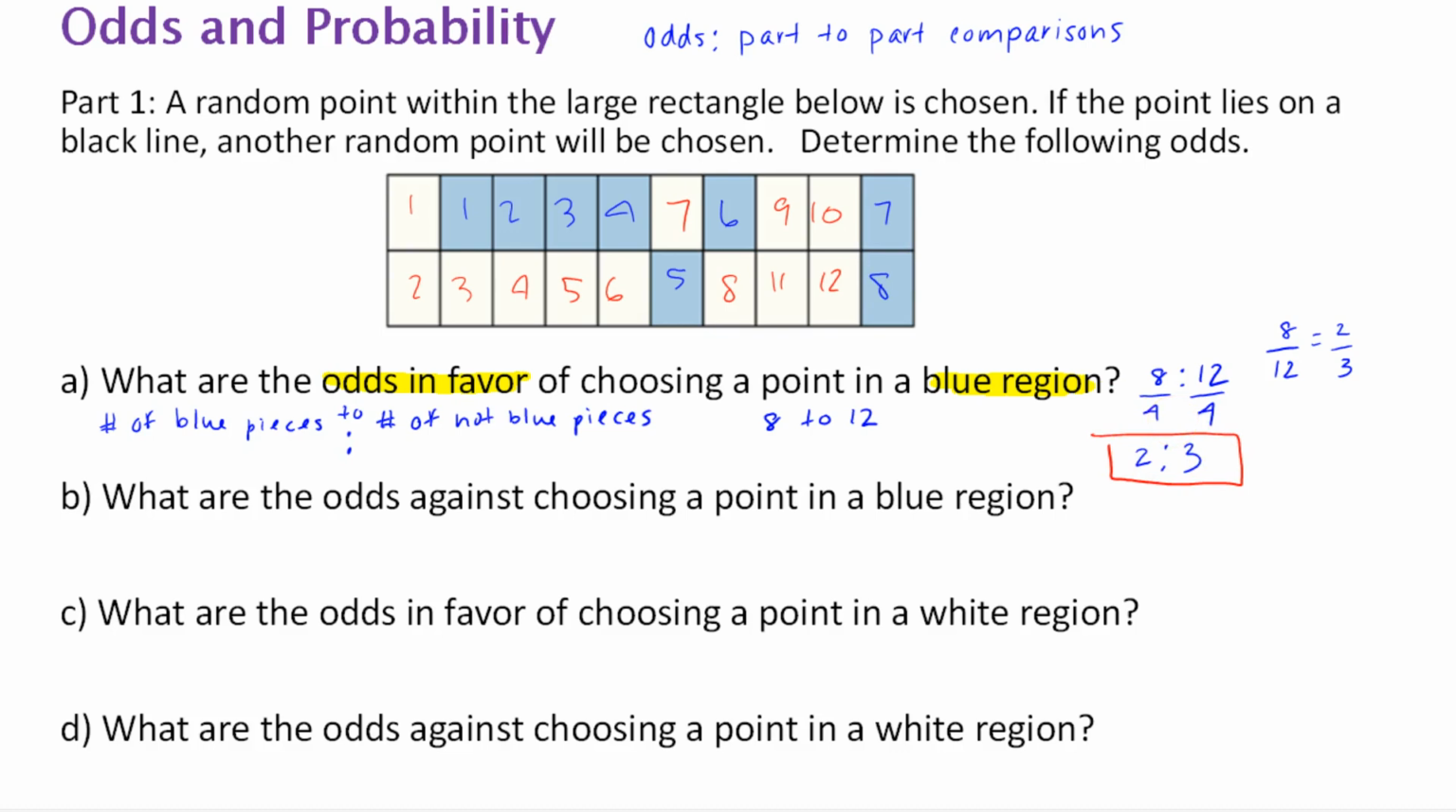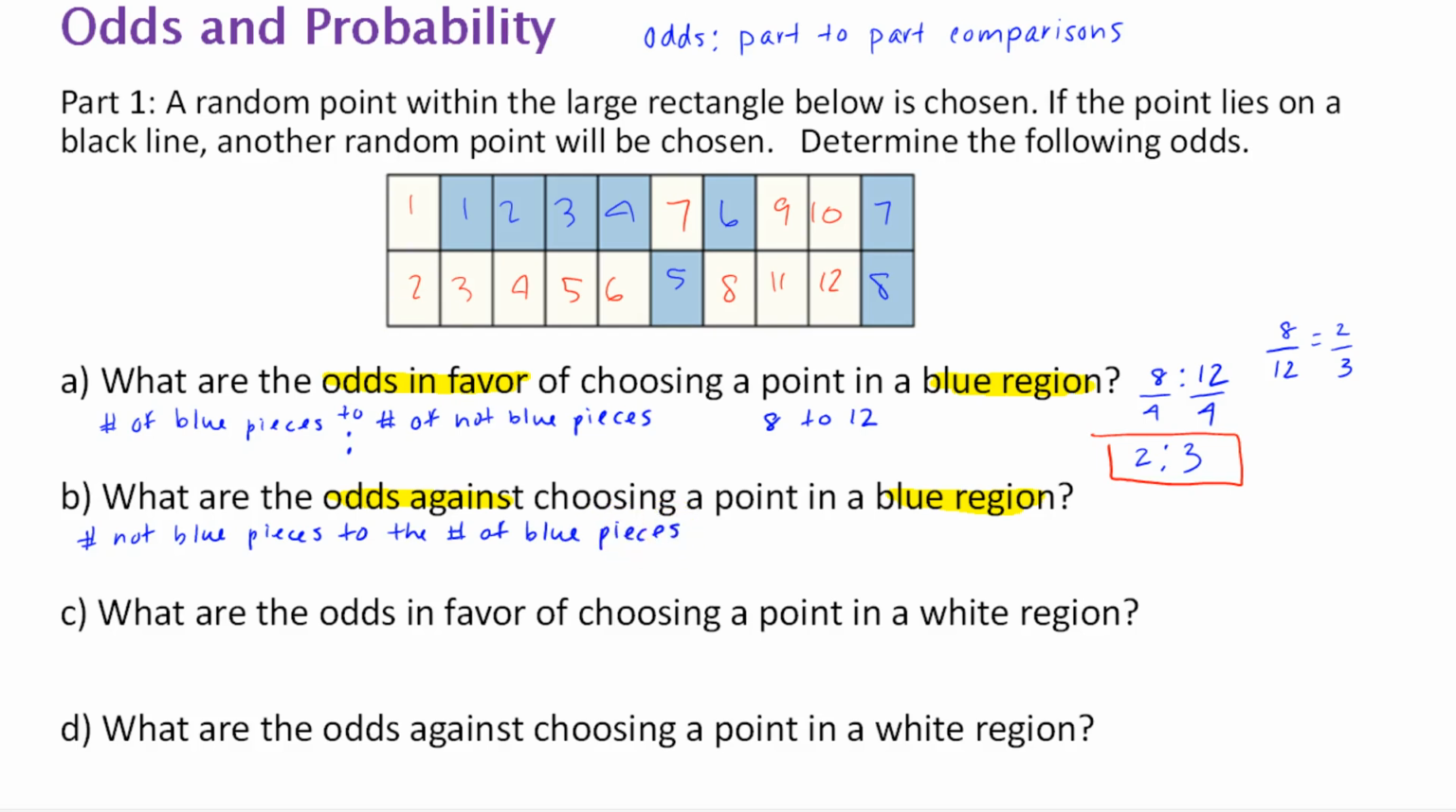In the next one, we're asked for the odds against choosing a point in the blue region. The way I remember the difference between the odds in favor and the odds against is that against seems negative, if you're against something. So we're going to start with against being not. We're going to have the number of not blue pieces. You could think of it as not getting a blue piece, or maybe losing, that's negative like against. So the number of not blue pieces to the number of blue pieces.